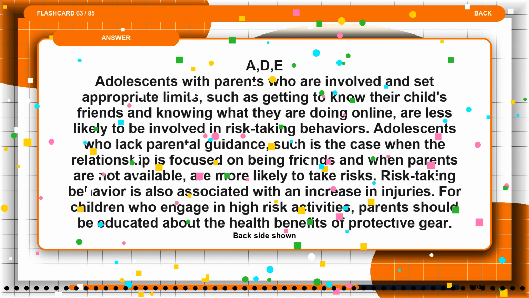The answer is A, D. Adolescents with parents who are involved and set appropriate limits, such as getting to know their child's friends and knowing what they are doing online, are less likely to be involved in risk-taking behaviors. Adolescents who lack parental guidance, such as when the relationship is focused on being friends and when parents are not available, are more likely to take risks.